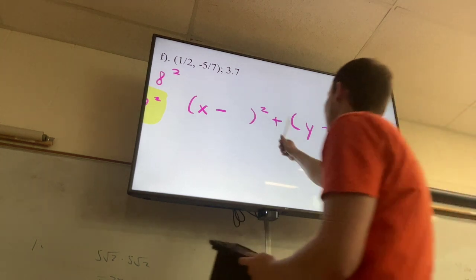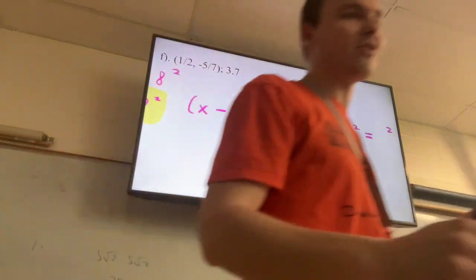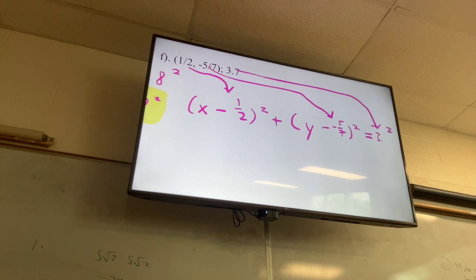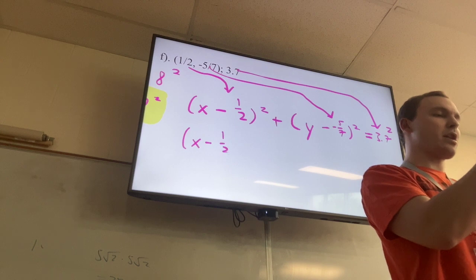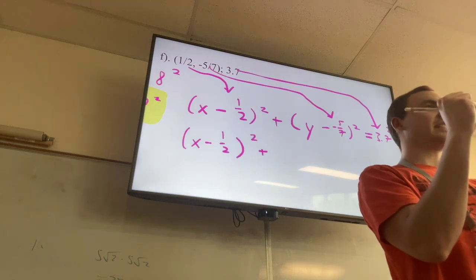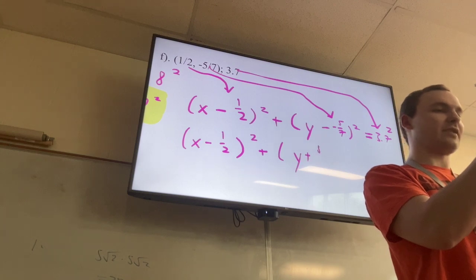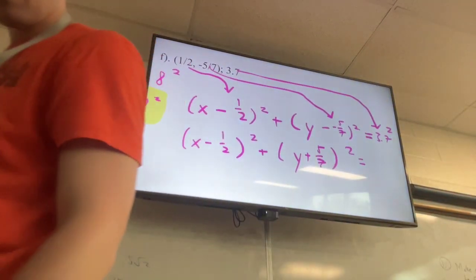All right, so I copied on that little shell. Okay, you doing okay with this? Okay. Copy 1/2 in here. Copy -5/7 in there. Copy 3.7 over here. X minus 1/2 squared. Minus -5/7 is technically what? Y plus 5/7. And 3.7 squared, do that in your calculator.